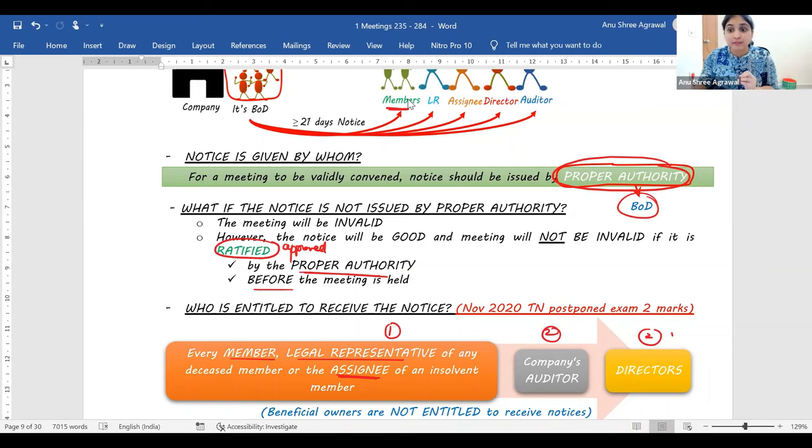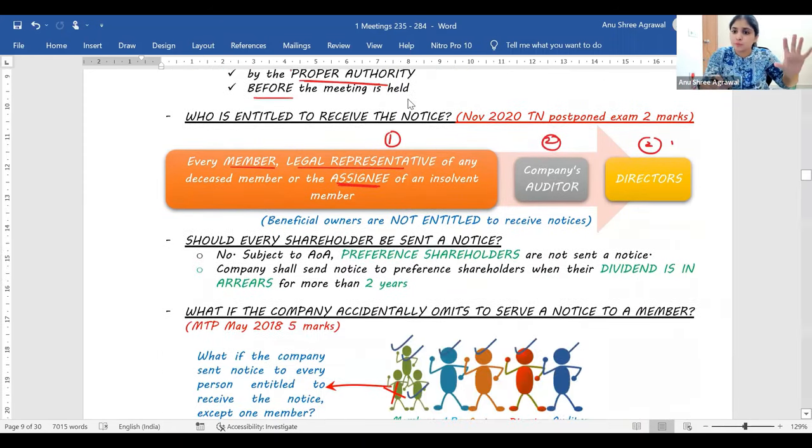So who has to give the notice? Proper authority. What if somebody else gives the notice? The meeting will become invalid. But no, I want to let the meeting be valid. What will you say? Okay, go to the proper authority, get ratification from them before the meeting can be held. Then this notice has to be given to whom? To members. Member died, legal representative. Member became insolvent, official receiver, official assignee. Number two, auditor. Number three, directors.